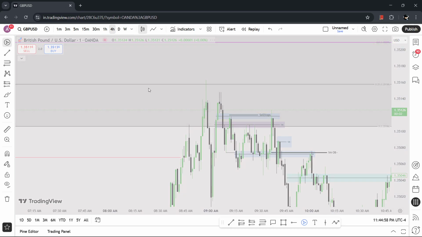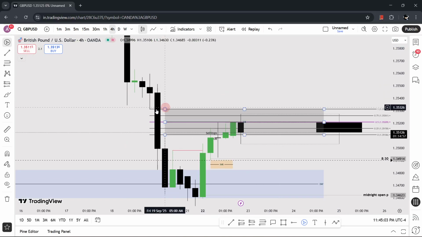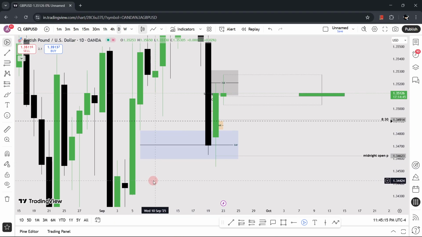Going to 4 hour, you had this 4 hour fair value gap up here between these two candles. Earlier this morning, on the Asian and London session, we were inside a daily fair value gap. We opened a little bit higher than Friday's closing price, went down, taking Friday's low, then started to rally in the London session.